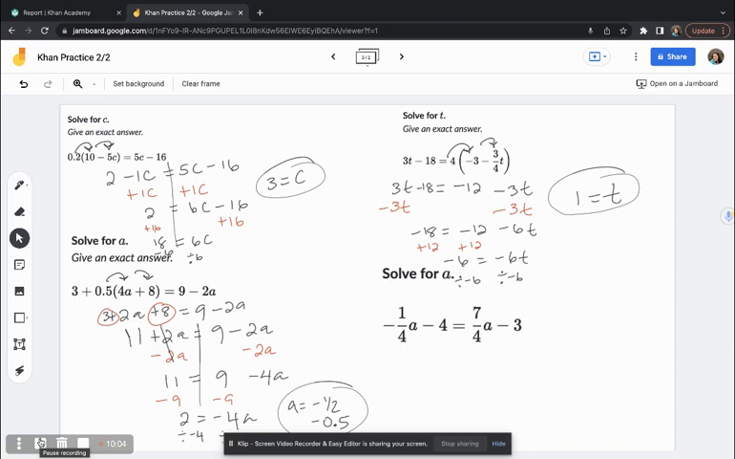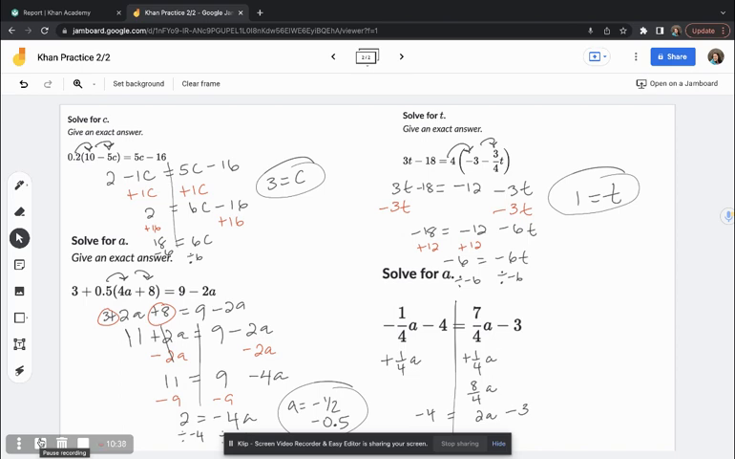Right, and then lastly, negative 1/4 a minus 4 equals 7/4 a minus 3. So same thing with these variables on both sides. I'm going to cancel one out. So if I say plus 1/4 a here and plus 1/4 a here, 7/4 plus 1/4 is going to give us 8/4. And 8/4 actually just simplifies to 2. So we get 2a minus 3 equals negative 4.